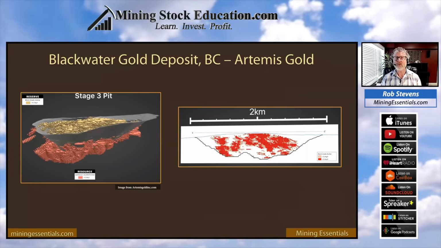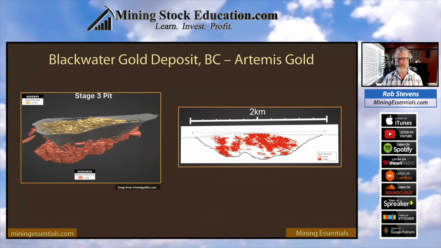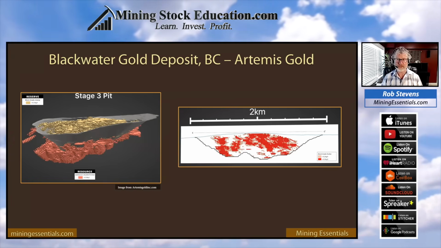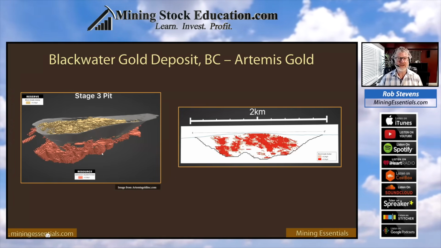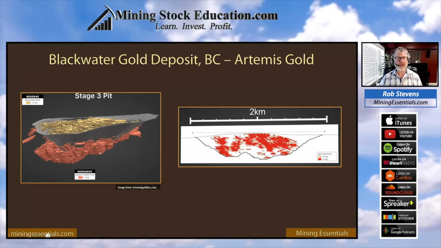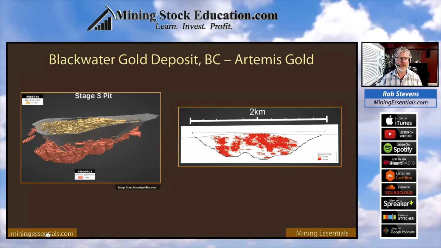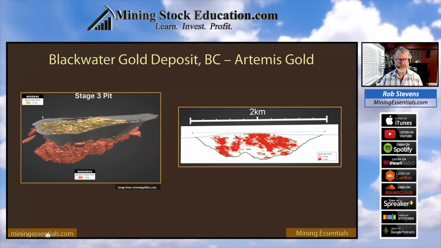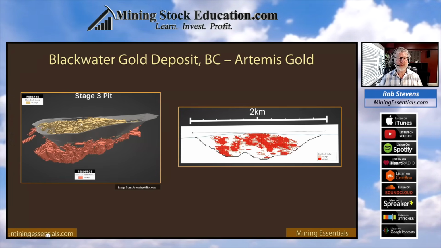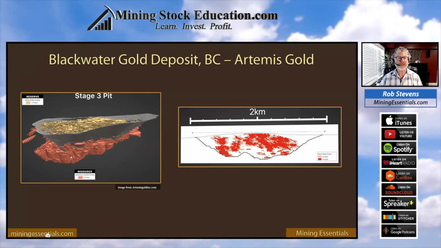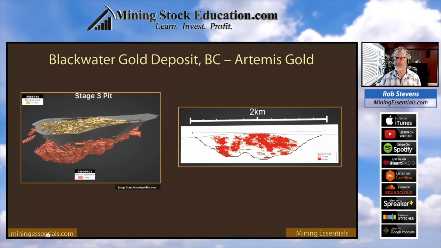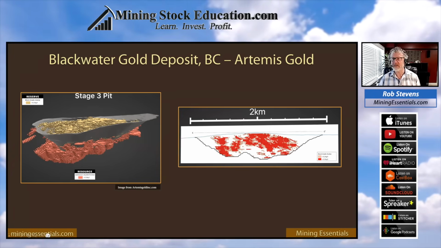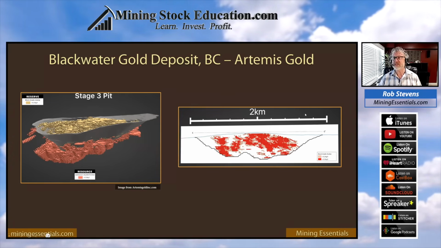We're also going to talk about the Blackwater Gold deposit, also in central British Columbia, that is owned by Artemis Gold and is currently under development. On the left here, you can see their conceptual pit design shown as the gray outline there. Within the pit is then their mineral reserves, and below the pit are their mineral resources. So this is quite a large deposit. I put a cross section here on the right side of this slide just to show you the scale. And we're talking about a 2-kilometer long pit.